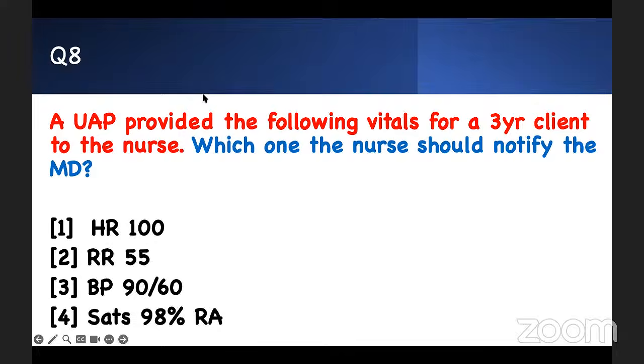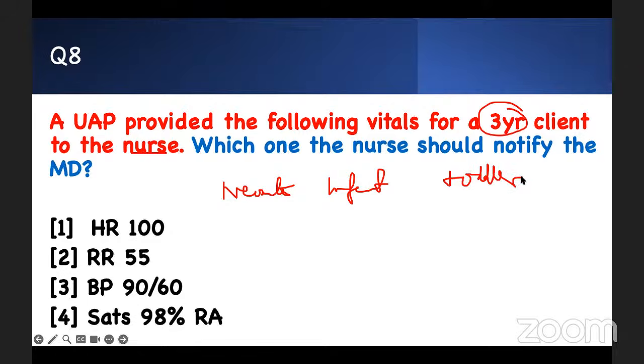Of course, you have to know these numbers. The UAP provided the following values for a 3-year-old client to the nurse. Which one should the nurse notify the MD about? When it comes to vital signs, I told you about vulnerable and non-vulnerable. For the vulnerable, the neonate, infant, and toddler are your key.